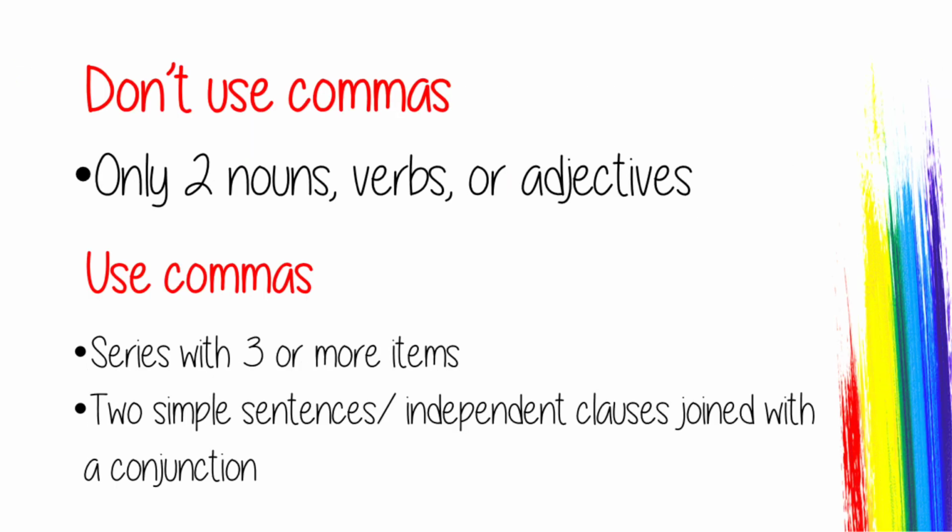Let's review. Remember, you don't use commas when you have only 2 nouns or only 2 verbs or only 2 adjectives. You do use commas when you have a series with 3 or more items. So that could be 3 nouns or 3 adjectives or 5 verbs. Then you would use a comma. You would put a comma after each item. And you do use a comma when you have 2 simple sentences. We can call them 2 independent clauses joined with a conjunction. That makes a compound sentence, and you do need a comma before the conjunction.